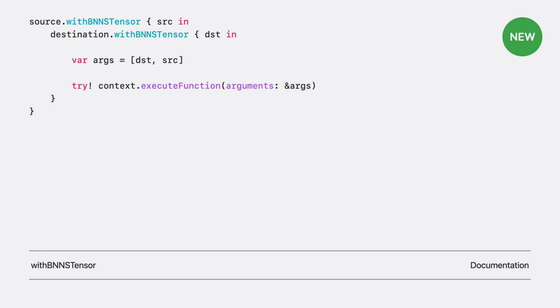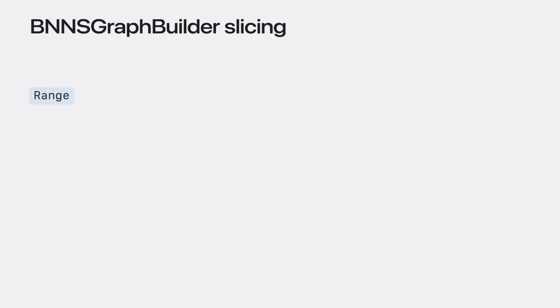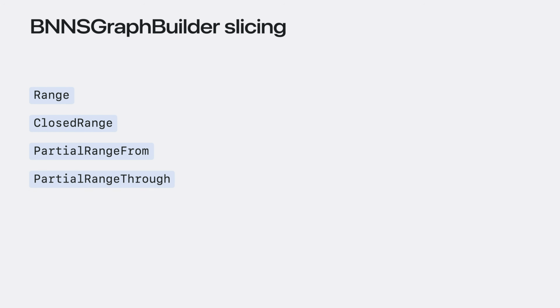After the execute function method returns, the destination pixel buffer contains a cropped image. And we can double check our squirrel is safely cropped by creating a Core Graphics image of the result. In addition to the new Graph Builder slice range structure, the tensor slicing API supports all the Swift range types. So, whatever your slicing needs, we have you covered. And that is a brief overview of slicing.